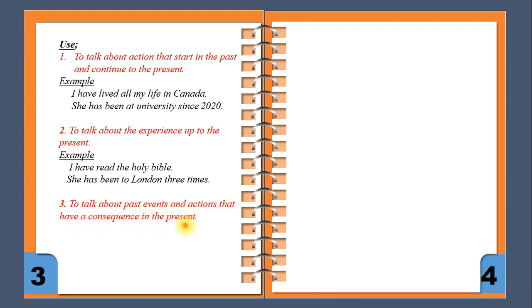Third, to talk about events and actions that have a consequence in the present. Past event ወይም action ሆኖ ያለፈ event ወይም ድርጊት ሆኖ ከpresent ጋር ግን ንክኪ ሲኖረው ወይም consequence ሲኖረው, ውጤቱ ከpresent ጋር የሚገናኝ ሲሆን, we use the present perfect. Example, I have eaten my breakfast so I am not hungry.